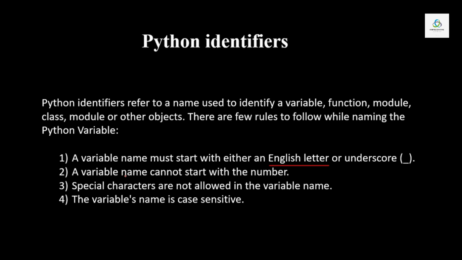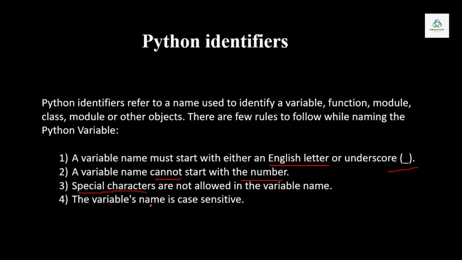Second, a variable name cannot start with a number. This means you cannot start any variable name with a number. You can use a number in the variable name, but it should be in the middle or at the end of the name. It cannot be at the start. Third, special characters are not allowed in the variable name. Special characters like @, hashtag, percentage sign, asterisk symbol are not allowed, except the underscore symbol.